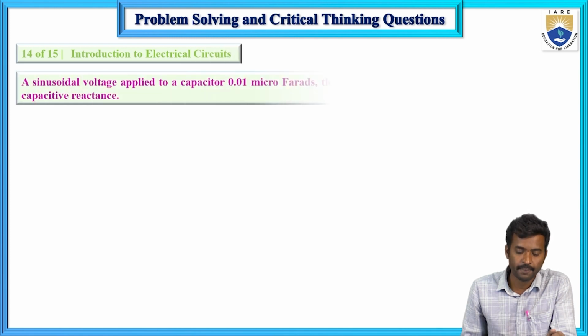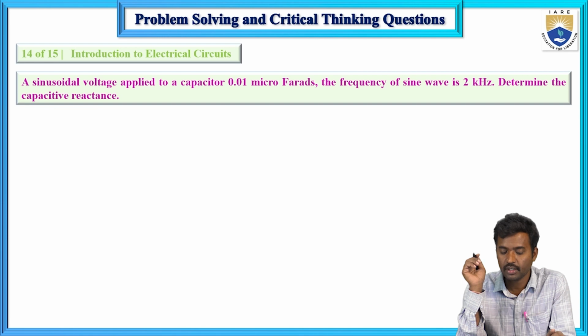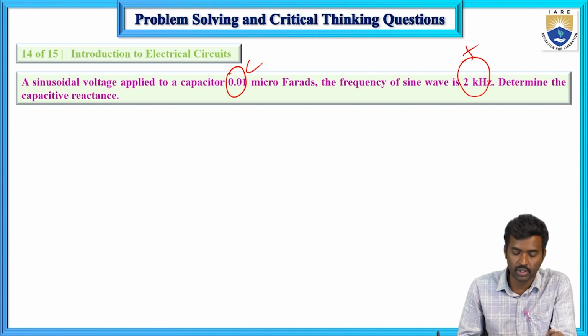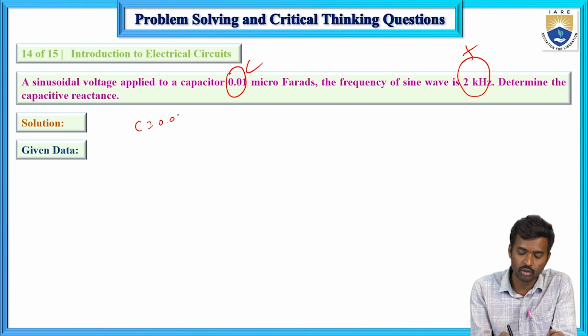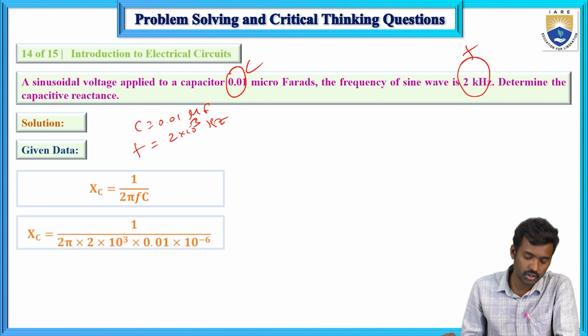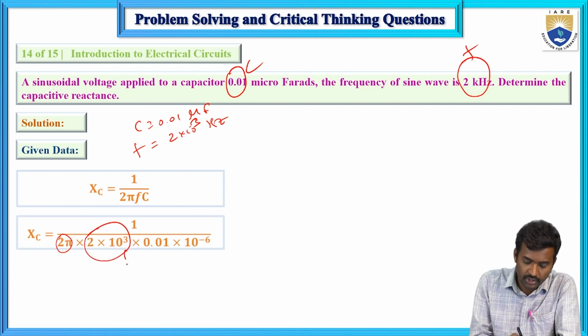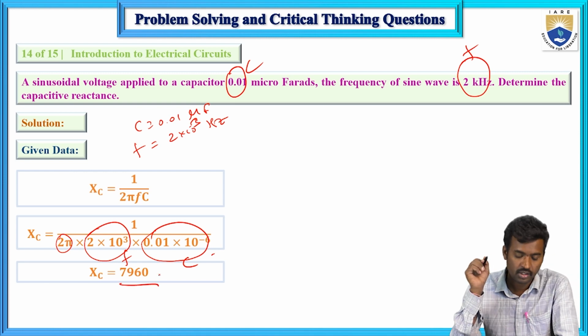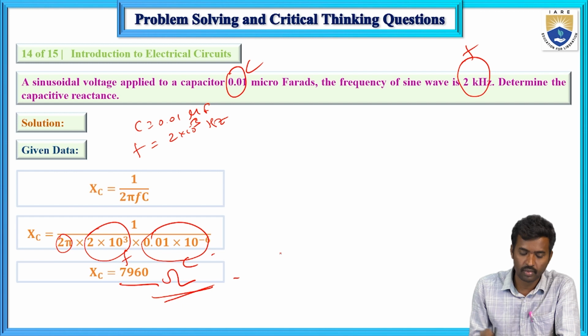Next, 14th one. A sinusoidal voltage is applied to a capacitor of 0.01 microfarads and the frequency of the sine wave is 2 kHz. Determine the capacitive reactance. Capacitive reactance is 1 by 2 pi Fc, and we know the C value and the frequency value, so we can determine it easily. See the given data, C equals 0.01 microfarad and F equals 2 into 10 power 3 Hz. Now the formula is 1 by 2 pi Fc. Substitute in this. Now the final value is 7960 ohms, the capacitive reactance.